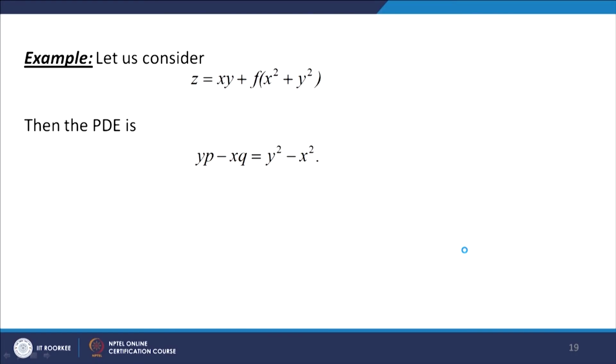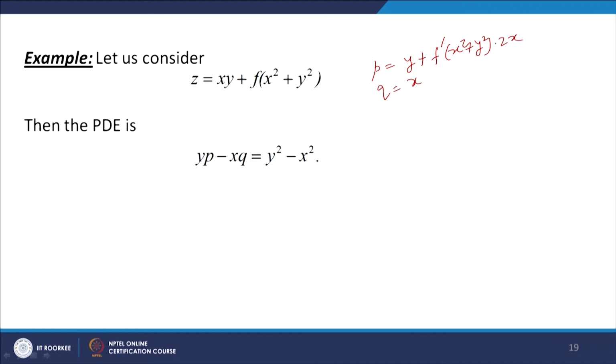Now, when we have z equal to x y plus f of x square plus y square, when we differentiate partially with respect to x, we get p equal to y plus f prime of x square plus y square. So, we are differentiating f with respect to x square plus y square into 2 x, and then q equal to x.